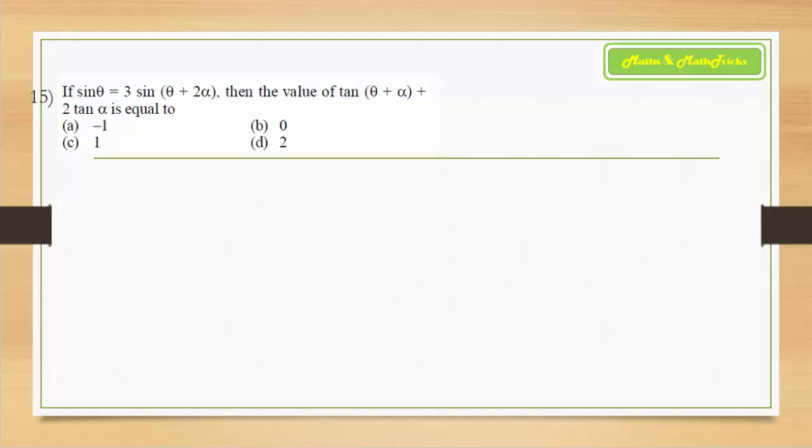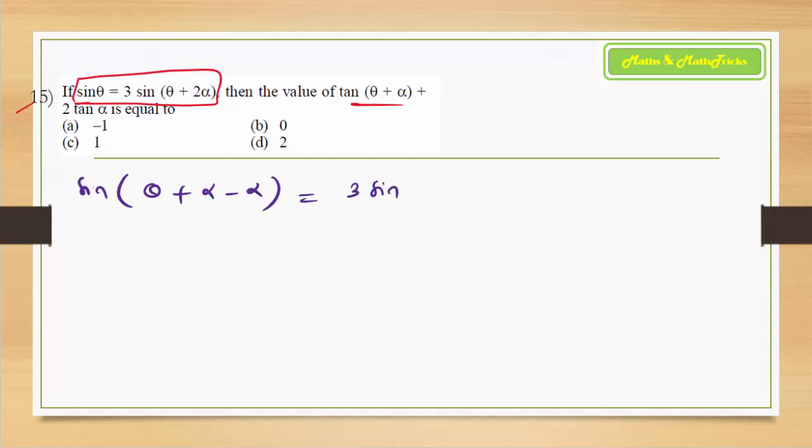So let's consider question number 15 now. We know sin theta is equal to 3 times sin of theta plus 2 alpha. To obtain the value of tan of theta plus alpha plus 2 times tan alpha. So first of all, focus on what is given. We can write the left part as sin of theta plus alpha minus alpha, and the right side as 3 times sin of theta plus alpha plus alpha. So basically you have sin of A minus B equal to 3 times sin of A plus B, where A is theta plus alpha and B is alpha.